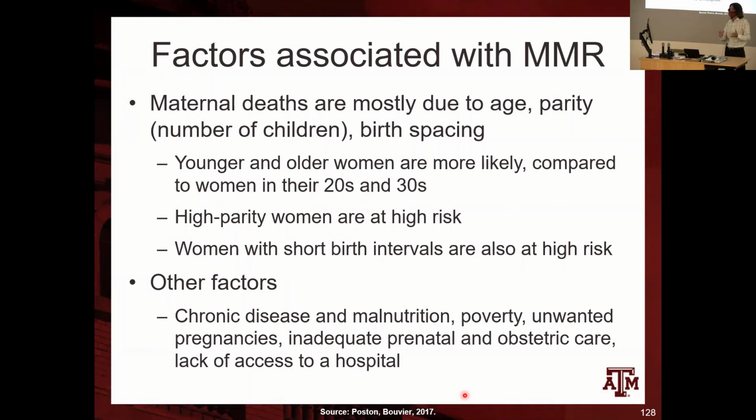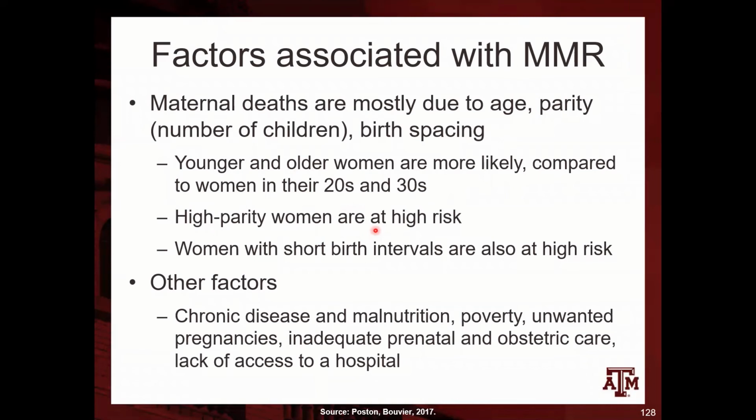Factors associated with maternal mortality ratio: maternal deaths are mostly due to age, parity, and birth spacing. So age. Younger and older women are more likely, compared to women in their 20s and 30s, to die because of issues in pregnancy, childbirth, or right after childbirth. In terms of parity, what is parity? The overall number of children that women have. Women that have a lot of children are at higher risk of dying due to issues in pregnancy, childbirth, and right after birth.